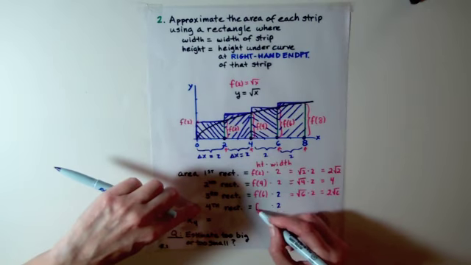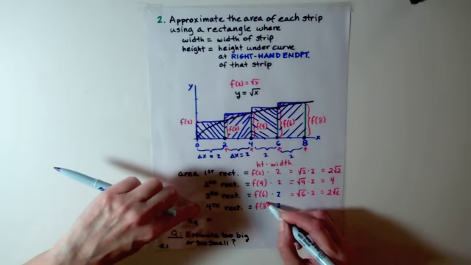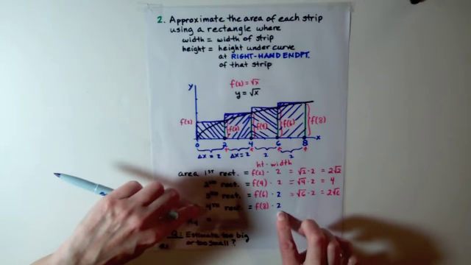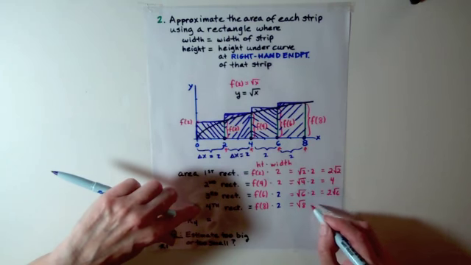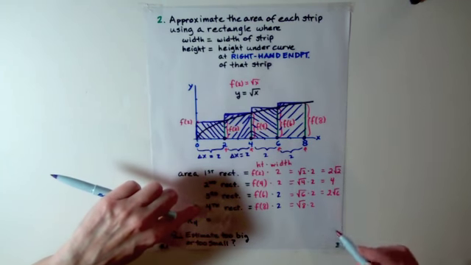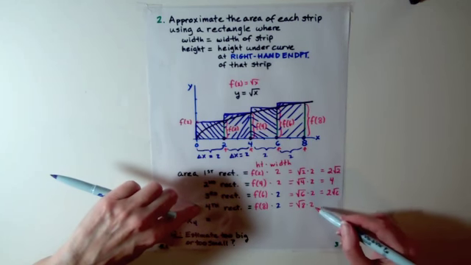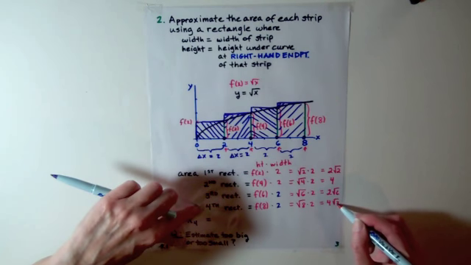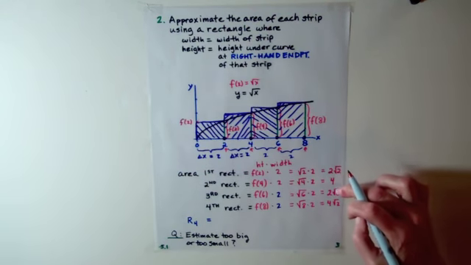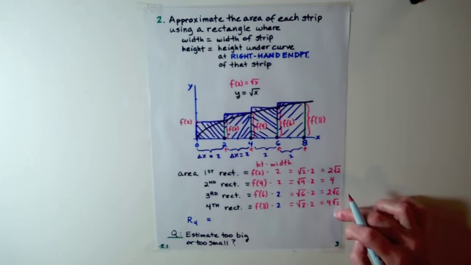So the height of my fourth rectangle is f evaluated at 8 times its width of 2, and that would be square root of 8 times 2. Square root of 8 is 2 root 2. I multiply by another 2, and I get 4 root 2. So these are the areas of my 4 purple rectangles.